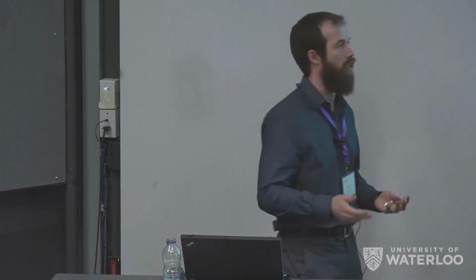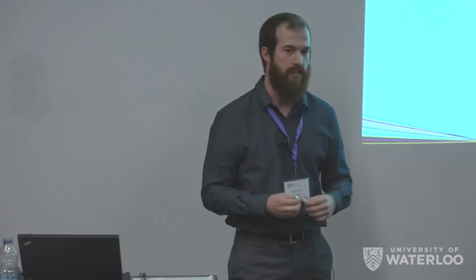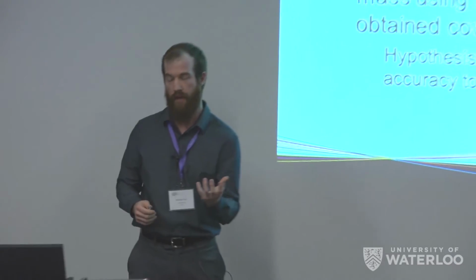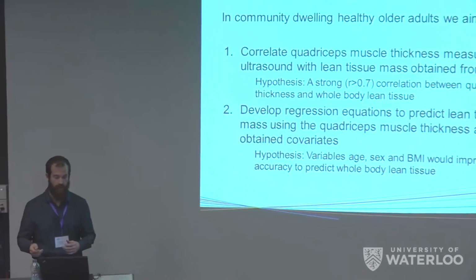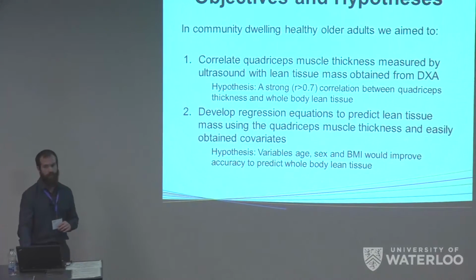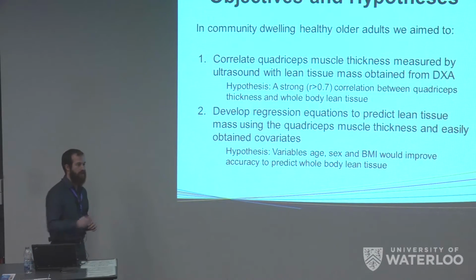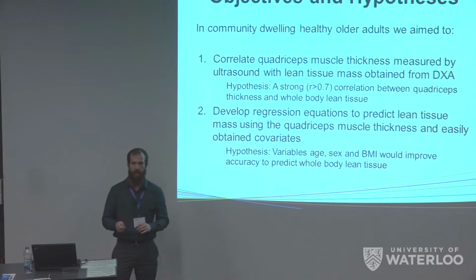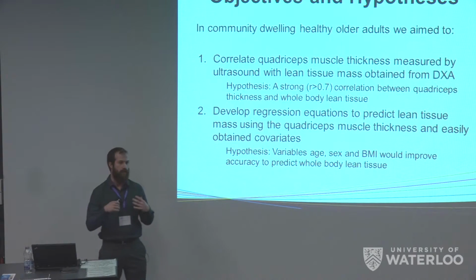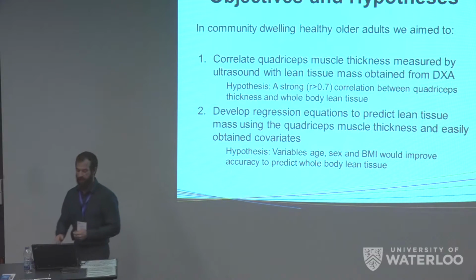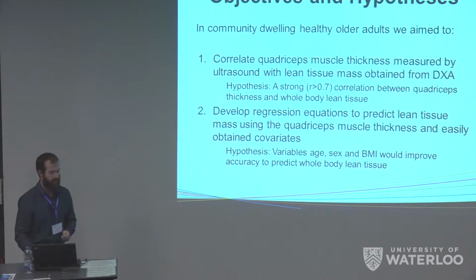So this brings me to the objectives of my thesis. In healthy older adults, we're going to see how well these quadriceps muscle thicknesses relate to measures of lean tissue mass from the DEXA scan. And we hypothesize we'll obtain a fairly strong correlation. And then subsequently, we're going to take easily obtained covariates such as age, sex, and BMI and see if we can improve our predictive accuracy in addition to our quadriceps measures.